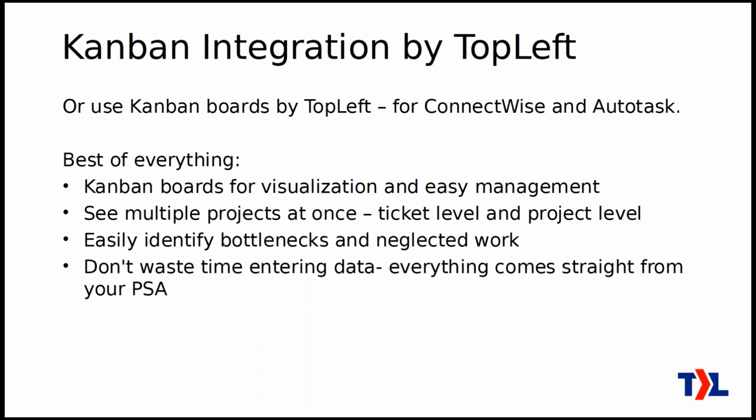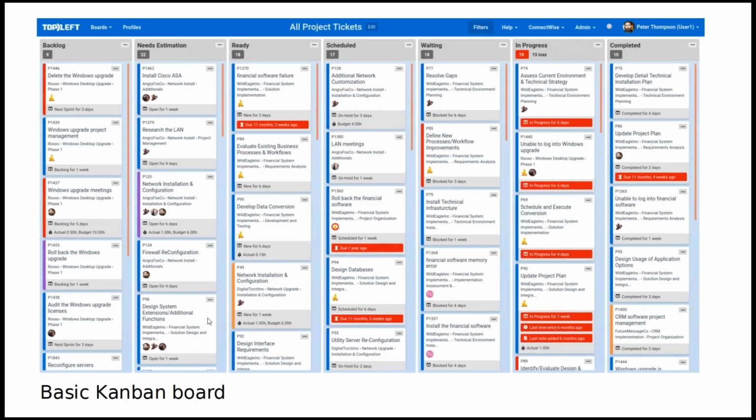So let me show you a little bit about what you can do with this. This is what you get with the TopLeft Kanban boards. This is just a really basic example, one of the most basic examples I could come up with. So we see our columns here: backlog, needs estimation, ready, scheduled, waiting, in progress, completed, and so on. It makes it really clear to see where everything is at. Each of these cards represents a ticket or a task out of your PSA. It gives you the key data here: the title, the company, project phase. You can see the indicator for who's assigned to that ticket. You can see if it has a budget set. You can see how long it's been in the status and things like that. So really key data here.